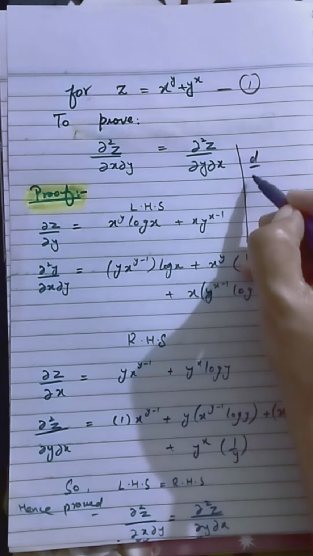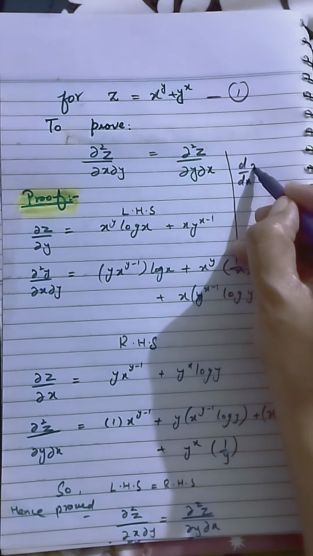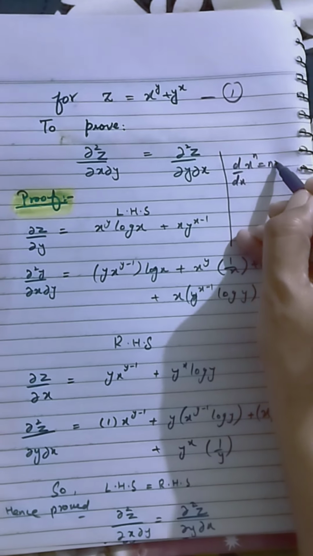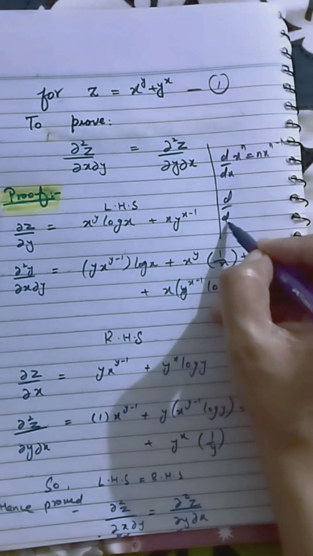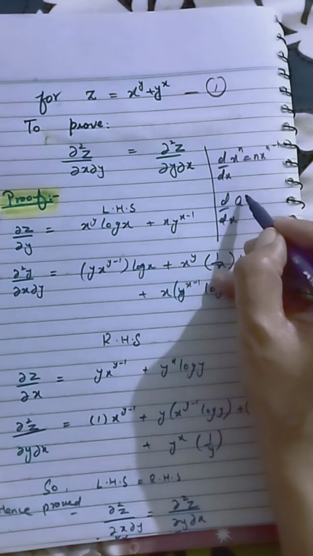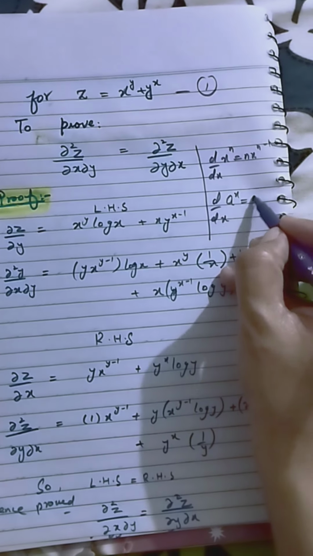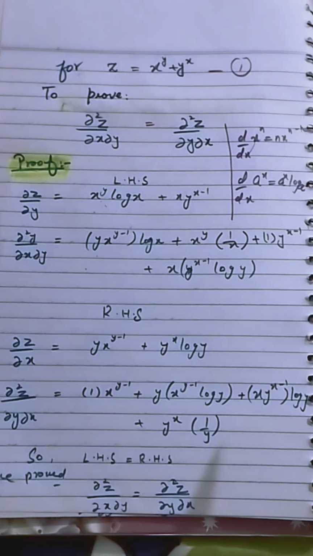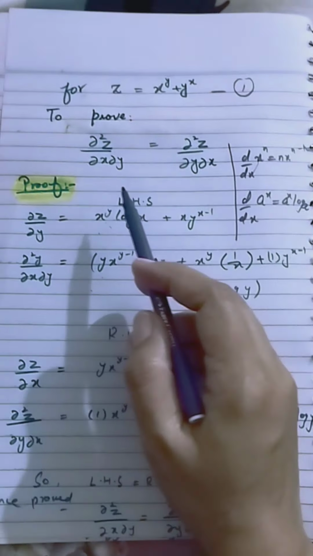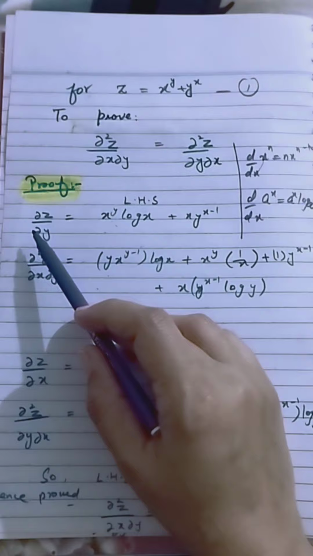First one is the power rule: d/dx x^n = n x^(n-1), and the second one is d/dx a^x = a^x log a. Let's start from the left hand side. Let's prove first the left hand side.